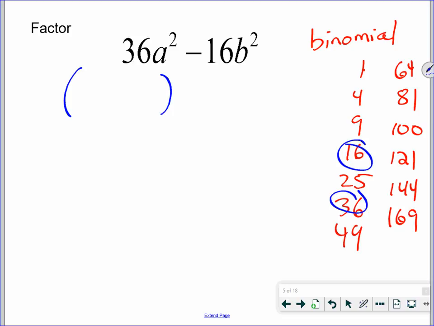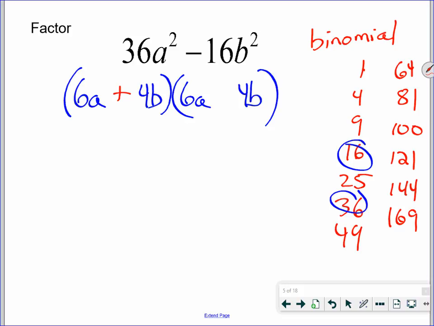And so what's being squared? Well, the first term is 6a, and the second term that's being squared is 4b. When we do a difference of squares, we just make one positive and one negative. And there we are, we're all factored. That is how you factor out the difference of squares.